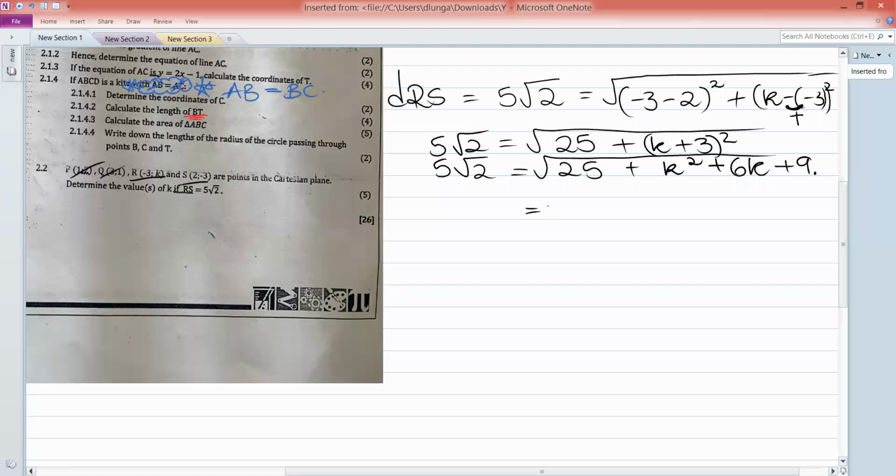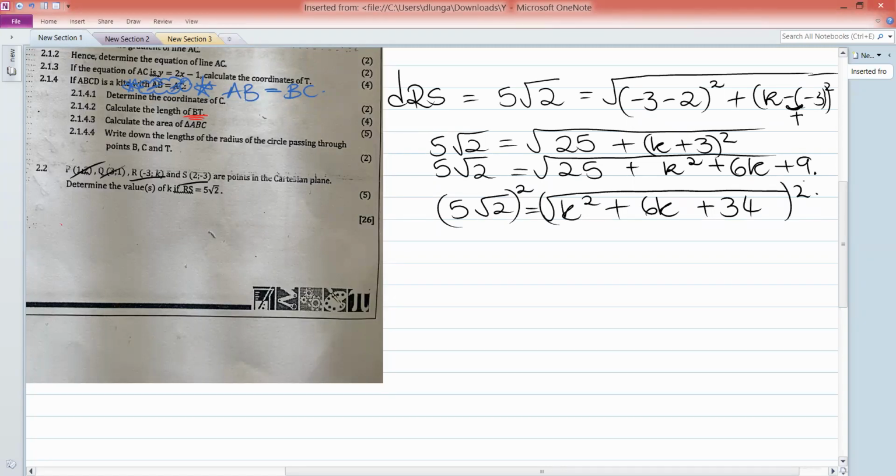Group your like terms: K squared plus 6K plus 34. Now, you still have your square root signs, but we need to get rid of those. So that means what you do to the left-hand side, you're going to square there, you do exactly the same thing to the right-hand side. So you end up with 50, because 5√2 squared gives you 50 here, and K squared plus 6K plus 34.